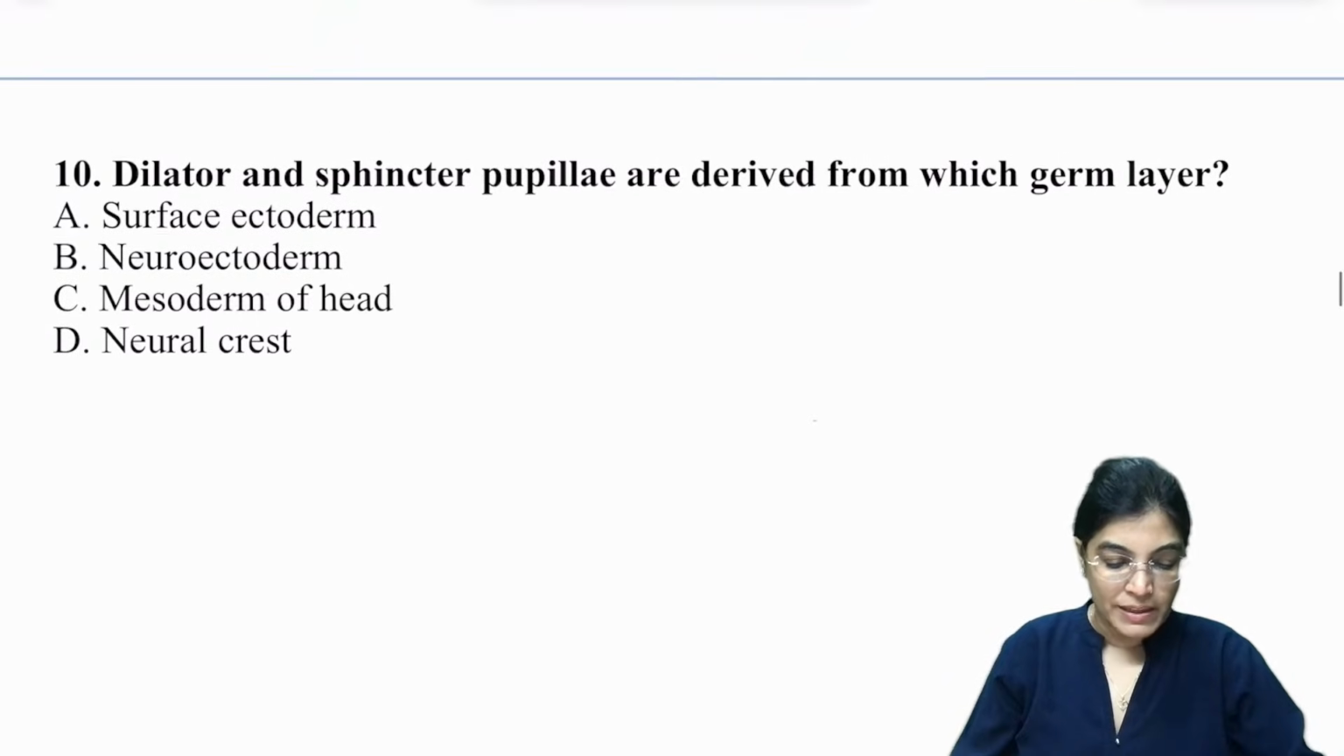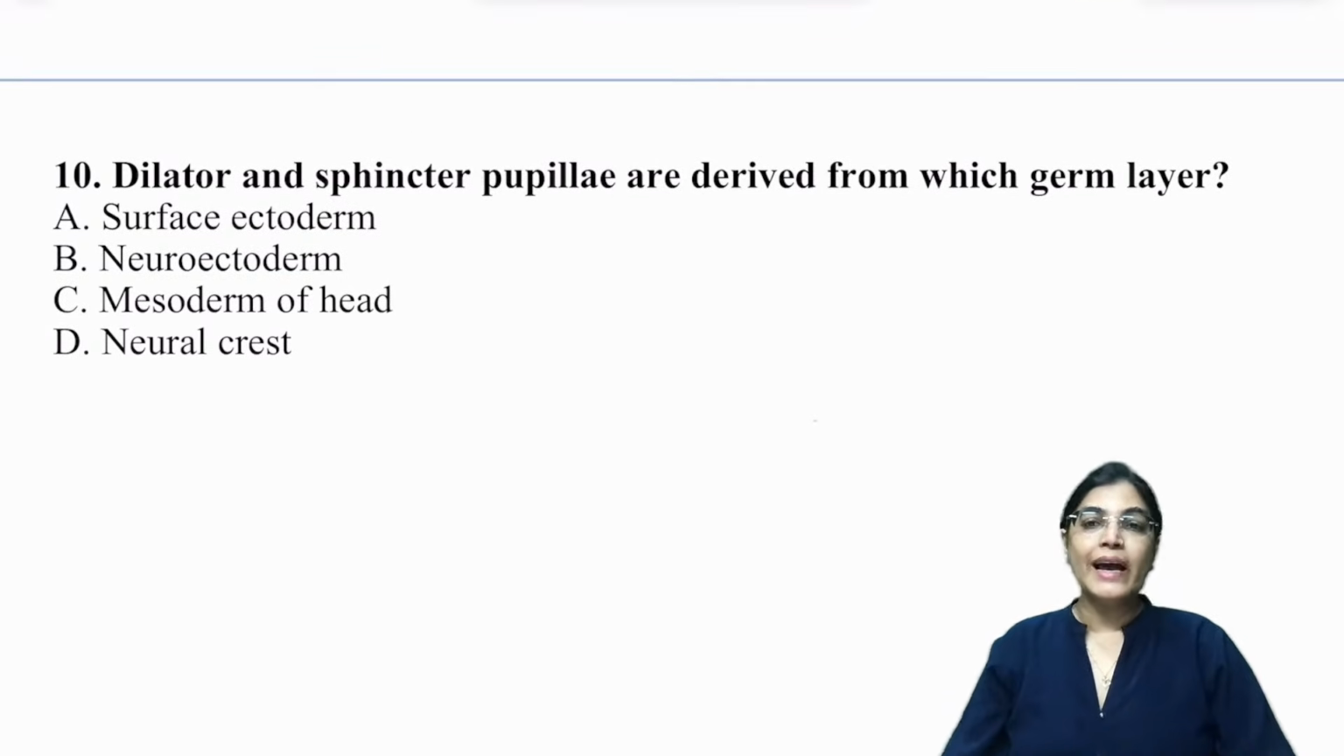Now the next question is question number 10. Dilator and sphincter pupillae are derived from which germ layer?